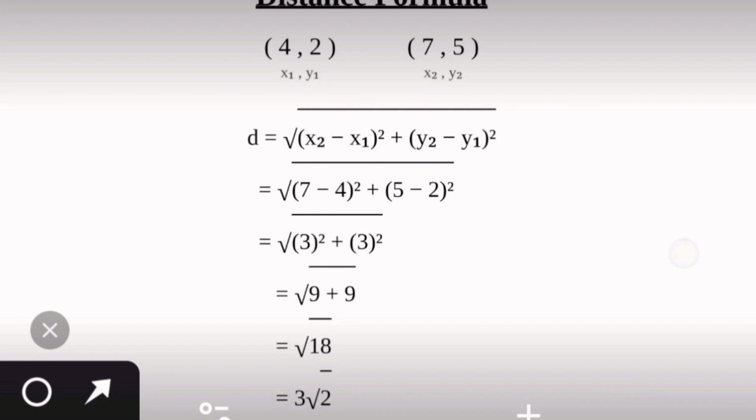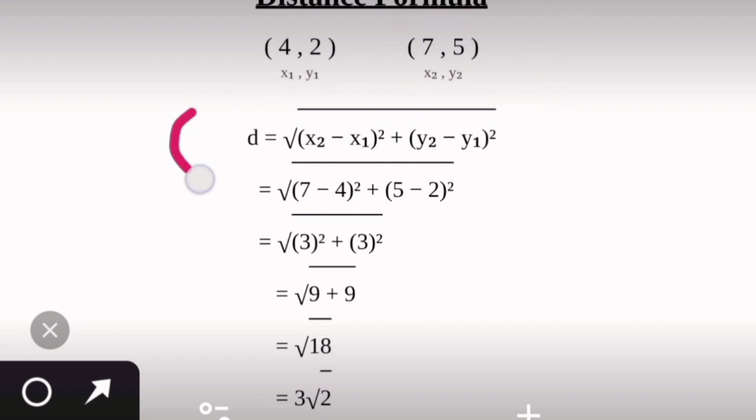Today we are going to learn how to calculate the distance between 2 points using the distance formula. Here you can see that I have 2 points, and the first number is the x coordinate and the second number is the y coordinate. So we will write the first number as x1 and the second number as y1. Similarly, here 7 is the x coordinate and 5 is the y coordinate, so we will write 7 as x2 and 5 as y2.